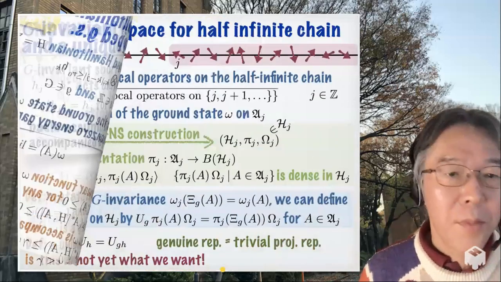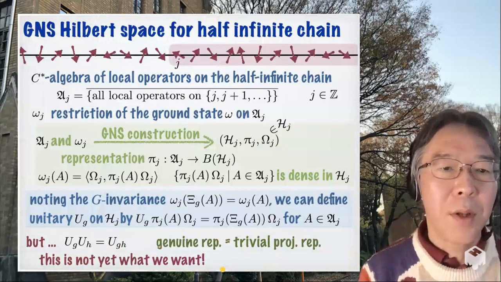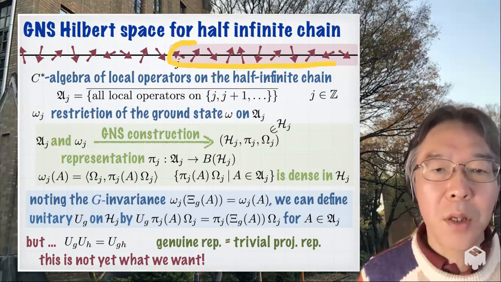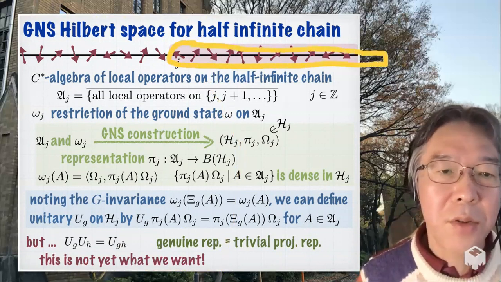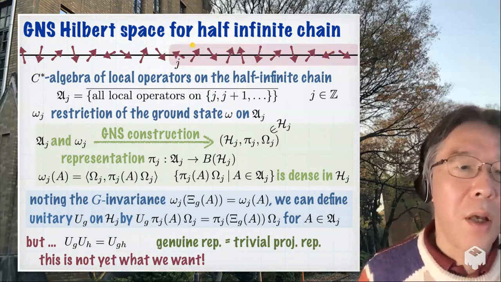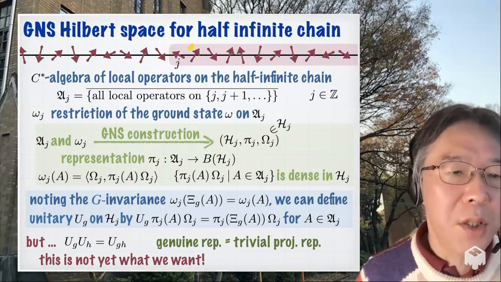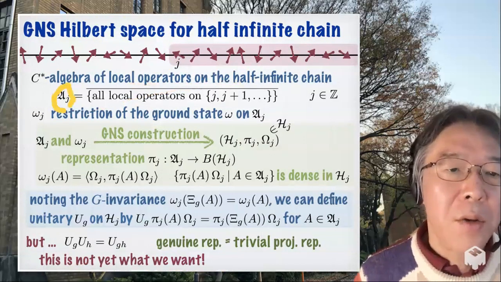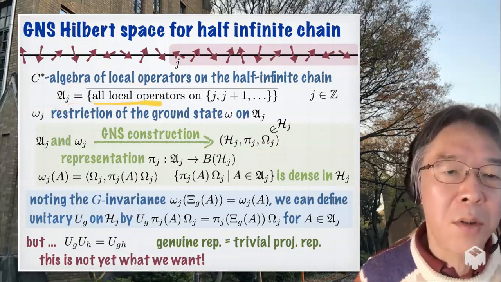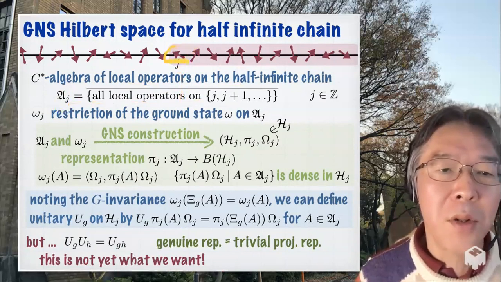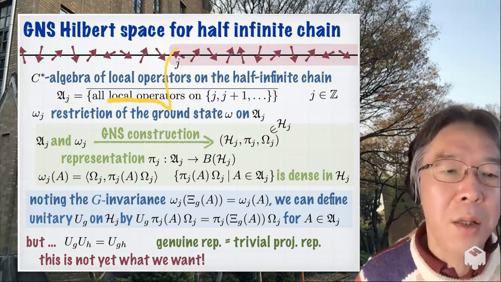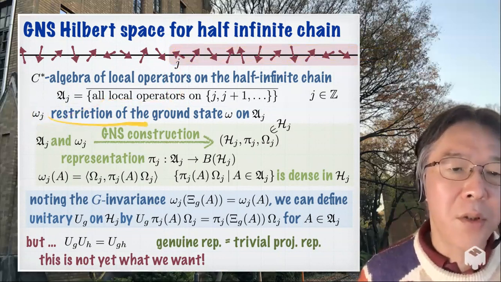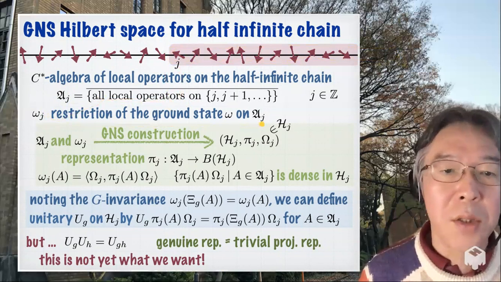Okay. Now here comes some mathematical part. We want to look at the transformation property of the ground state restricted onto this half-infinite portion of the chain. For this purpose, we introduce the C-star algebra of local operators on the half-infinite chain, that is R_j. Well, this is simply, again, the set of all local operators that live on this half-infinite portion of the chain, and again, the completion. And also omega_j denotes the restriction of the ground state omega on this C-star algebra R_j.